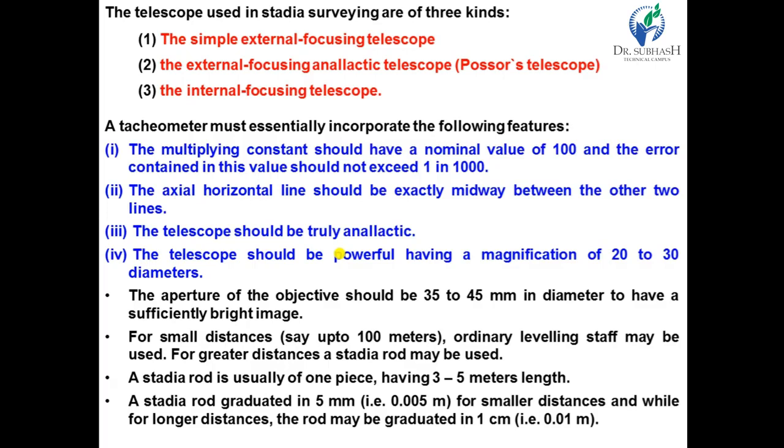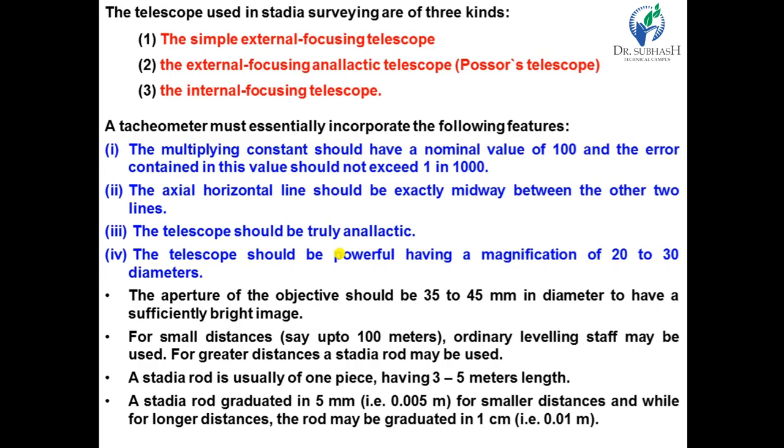The multiplying constant should have a nominal value of 100, and the error in this value should not exceed 1 in 1000. The axial horizontal line should be exactly midway between the other two lines. The telescope should be truly analytic. The telescope should be powerful, having a magnification of 20 to 30 diameters. Generally, the aperture of the objective should be 35 to 45 mm in diameter to have a sufficiently bright image.